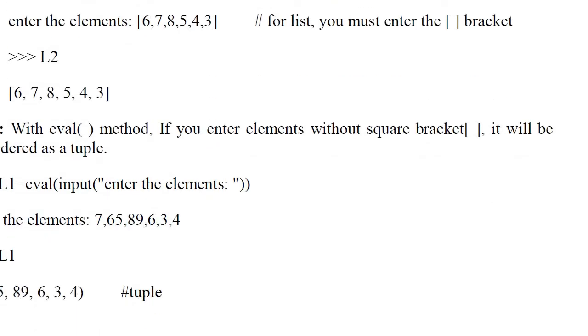Now with the eval method, if you enter elements without a square bracket, it will consider them a tuple. So remember, if you are not using a square bracket, then they are considered a tuple. Okay, let's say here, for example, eval input, enter the elements. You're not mentioning the square bracket here, so when the output comes, it will be in the form of a tuple.